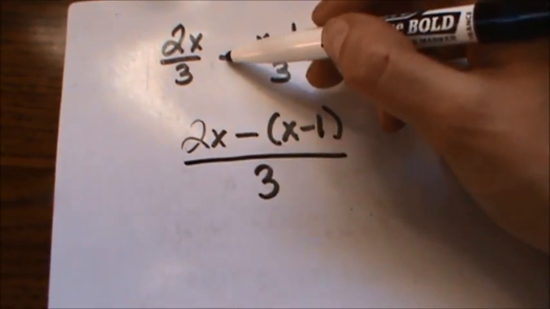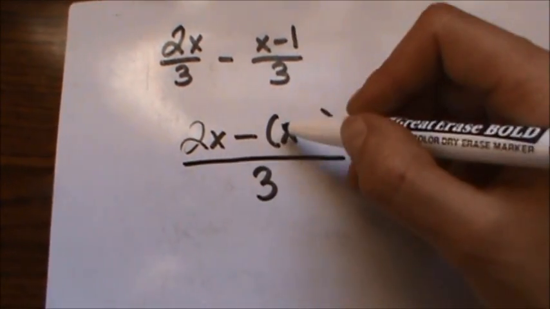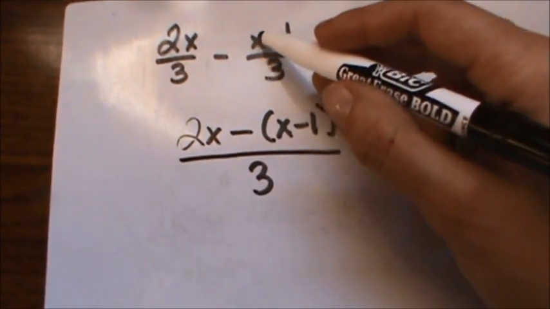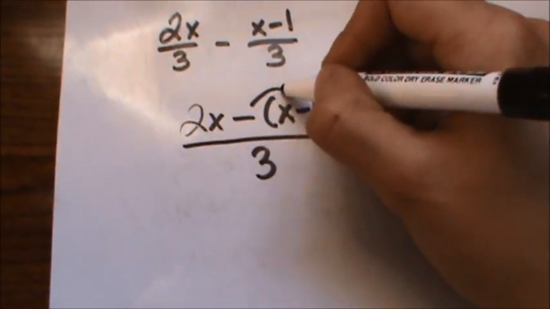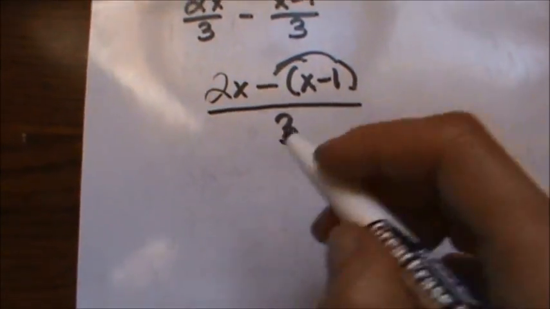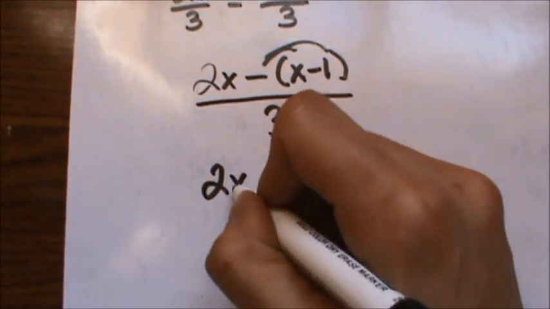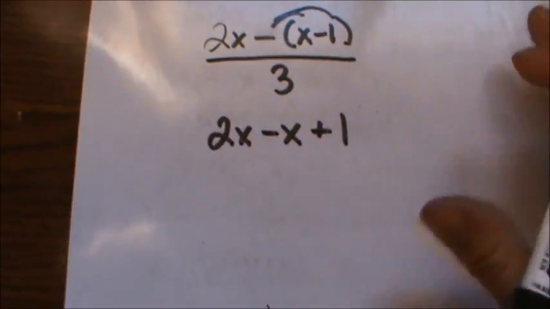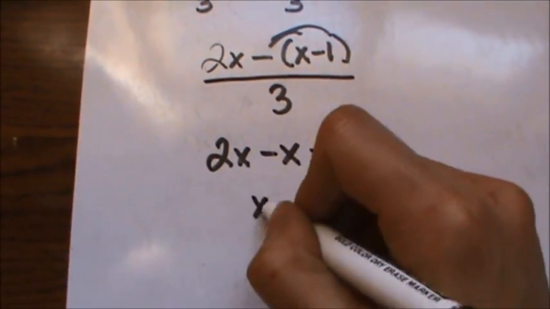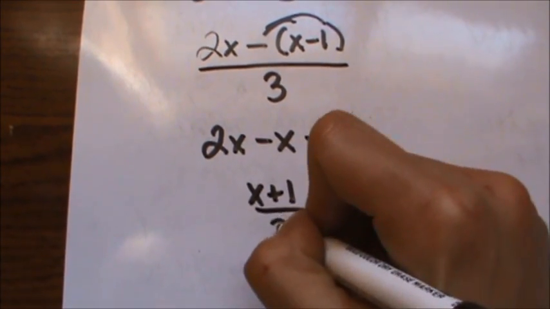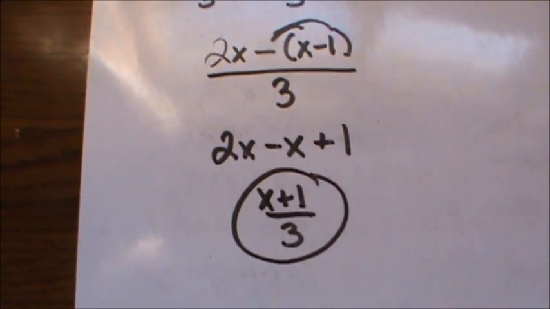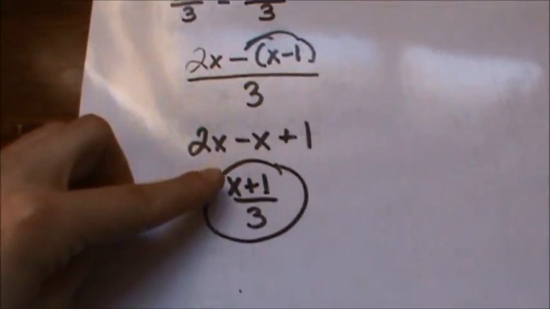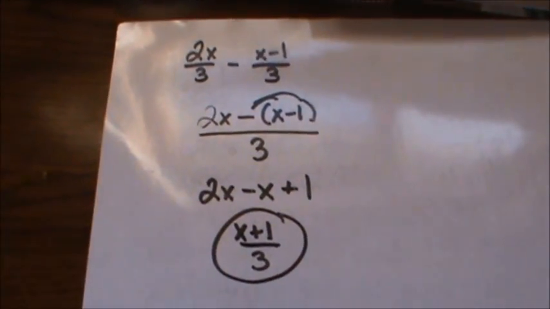So 2x minus x minus 1, notice I put this in parentheses. I am subtracting both x and minus 1. Really, when I distribute this negative, I have 2x minus x plus 1, which simplifies to be x plus 1. This fraction is completely simplified because there are no factors on the top that can be canceled with 1 on the bottom.